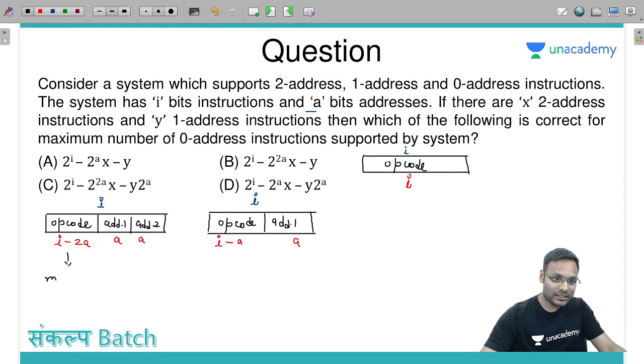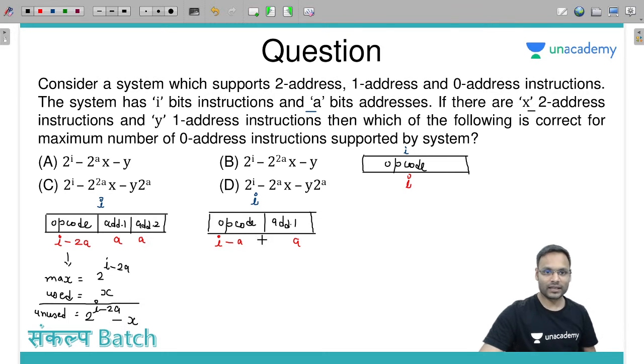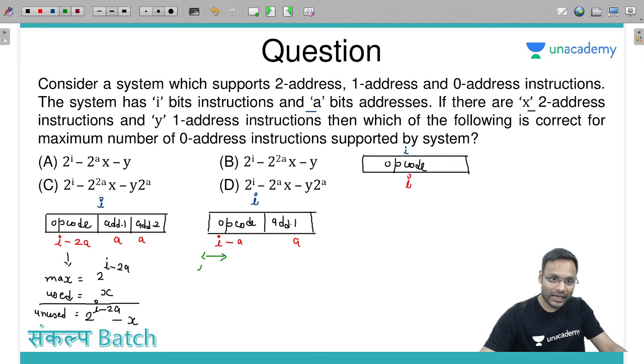With I minus 2a bits, the maximum opcodes you can have is 2 power I minus 2a. Among those, how many are used opcodes? For two address type instructions, X. So unused will be 2 power I minus 2a minus x. Let's formulate this now. This particular opcode I'll have to divide into two parts. What are the two parts? Previous level opcode bits I minus 2a and the remaining a bits. I minus 2a plus a is I minus a.